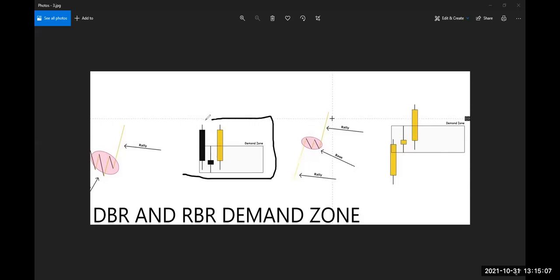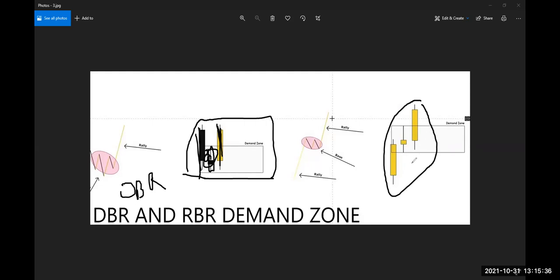So this demand zone, we have what we call a drop, a base, a rally. That is what we call DBR, a drop, a base, a rally. And we have another one here, a demand zone, which is a continuation pattern. We have a rally, it gives us a base, and a rally up. So this one is a demand zone. That is how you know a demand zone in the market.